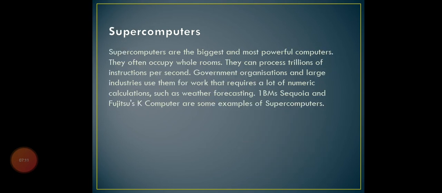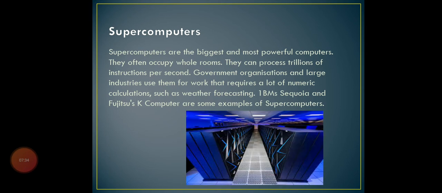Alright, now comes the supercomputers. The name tells you that they are the biggest and most powerful computers. They often occupy whole rooms. They can process trillions of instructions per second. They are used in government organizations, and they are used for numeric calculations such as weather forecasting. You can see the picture of it. They are supercomputers.